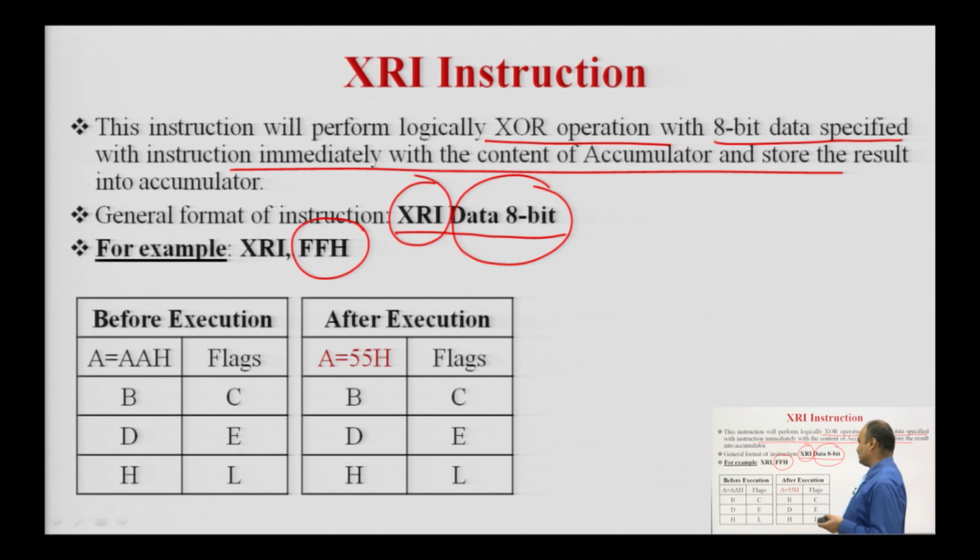Before the execution, let us suppose the content of the accumulator is AAH and the specified data is FFH. After the execution, the result of the operation is stored back into the accumulator. So the accumulator register will have the value 55H. This is the result which is stored back into the accumulator, and according to the result of the operation, the flags are modified to reflect the result. So this is the instruction XRI 8-bit data immediately.